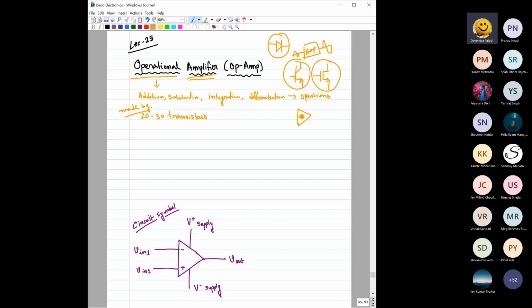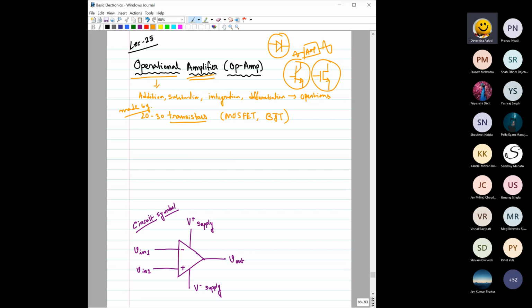So it is made from these 20 to 30 transistors, and this op-amp is also not very new. These transistors can be MOSFETs, or also bipolar junction transistors. You can use either MOSFET or BJT to make this op-amp. Depending on which technology you are using, some of the op-amp characteristics will slightly differ.